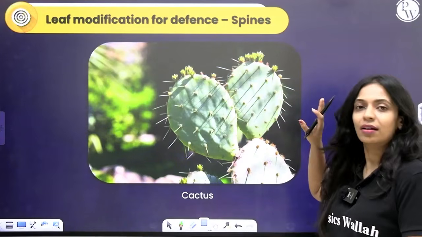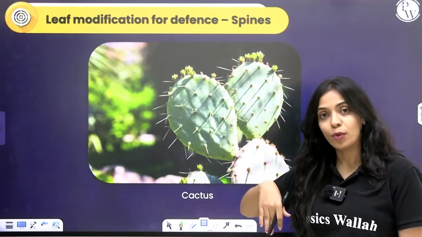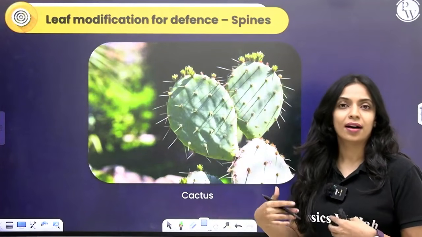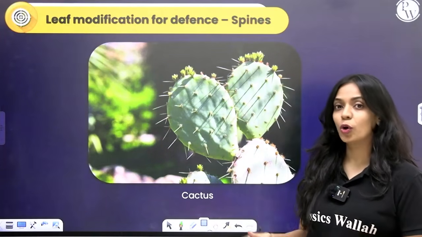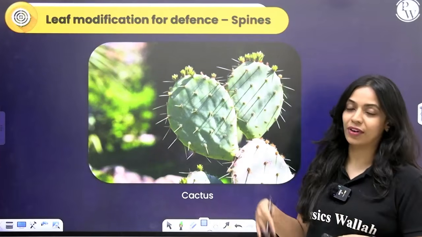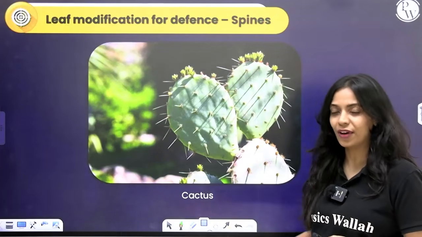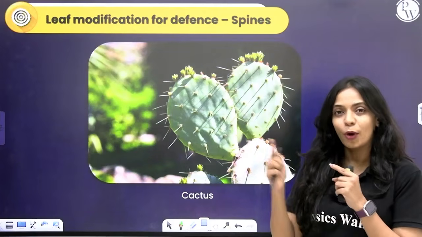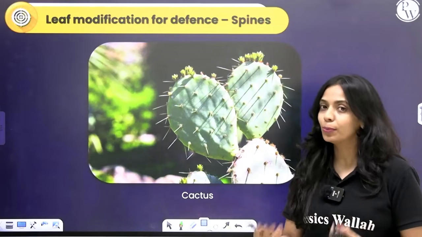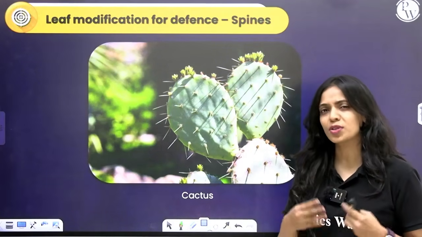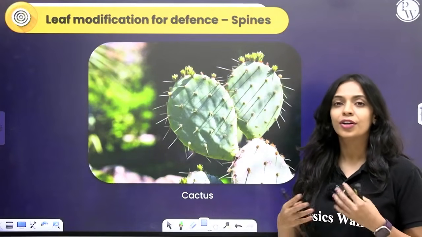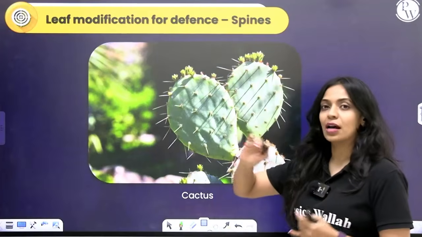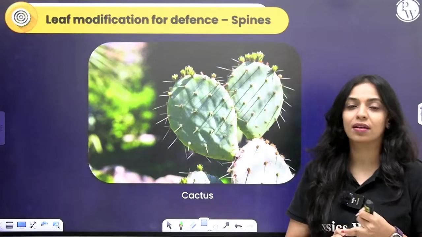We studied Opuntia as an example for stem modification, where I said it's called phylloclade. When the stem becomes photosynthetic, it is a stem modification called phylloclade. But over here, the leaves are also modified. The stem is also modified, leaf is also modified. The leaves become very small and spiny, very pointed and sharp, and it will protect the plant from herbivorous organisms and also helps in conserving water due to reducing the rate of transpiration. Okay, so cactus is an example for stem modification as well as leaf modification.